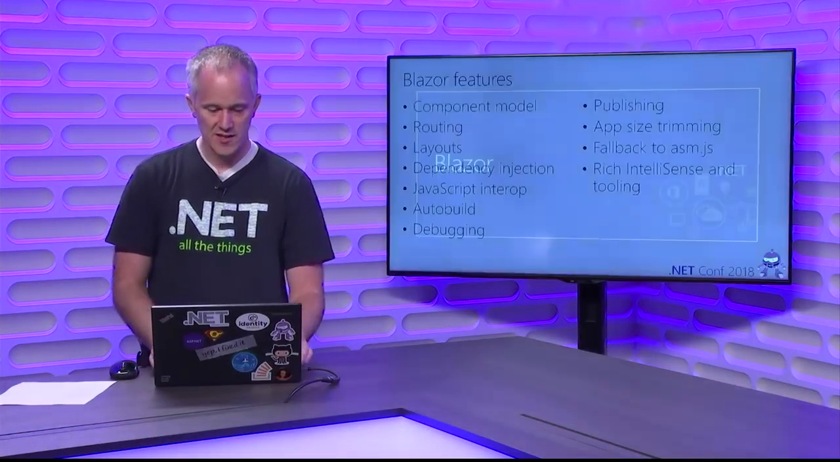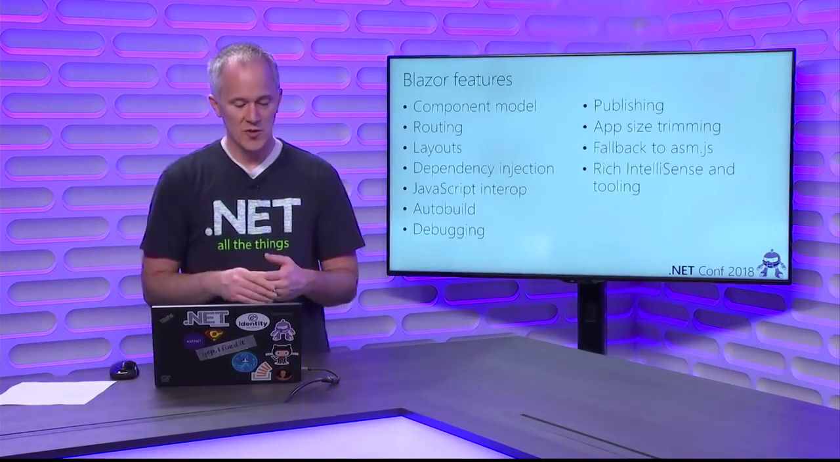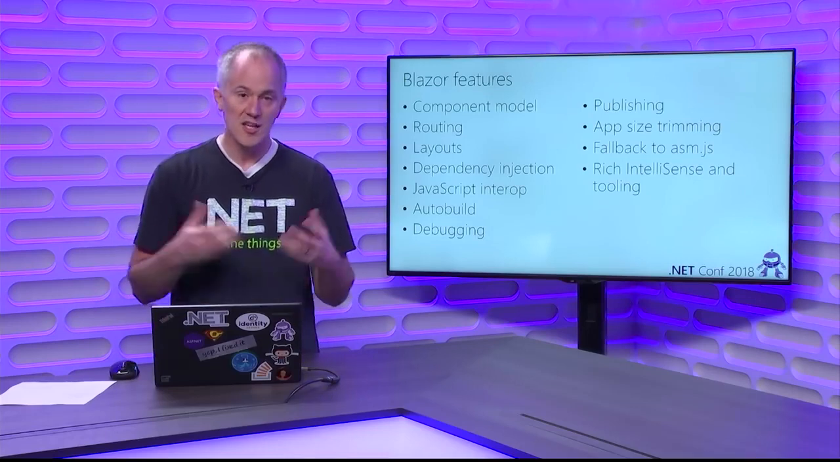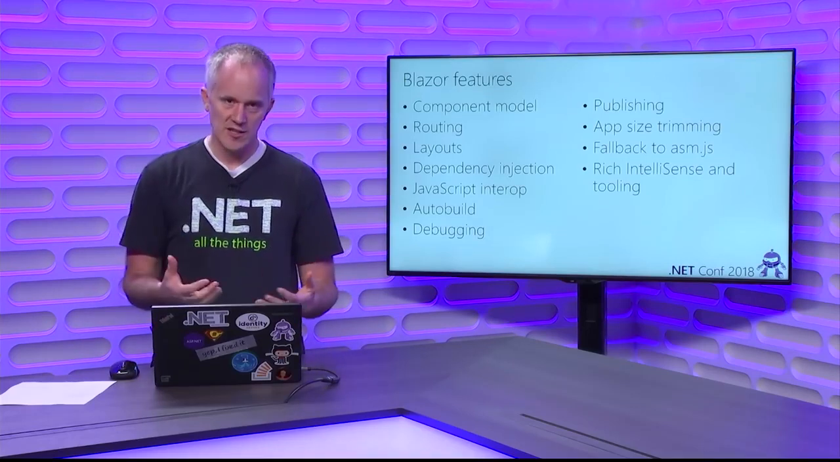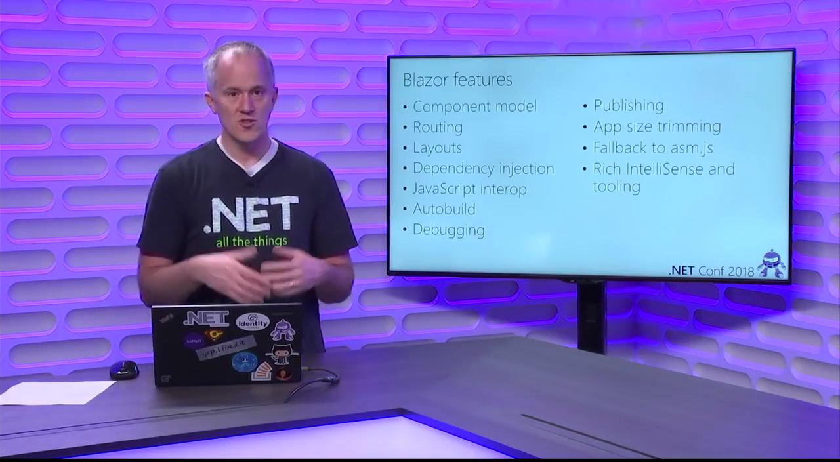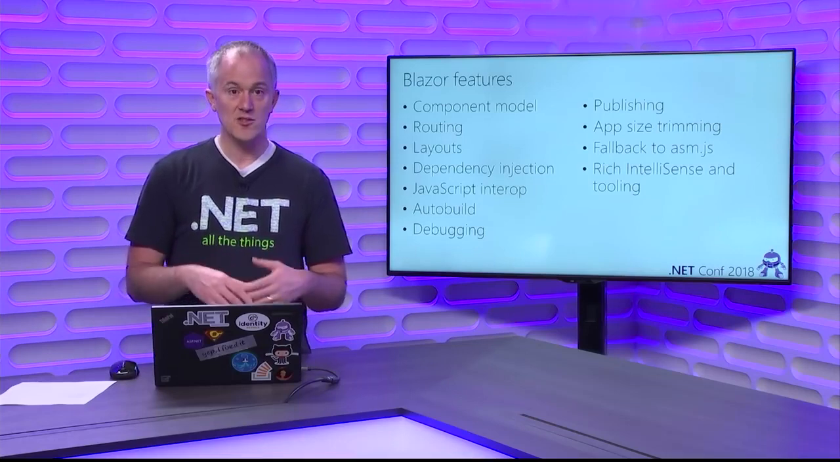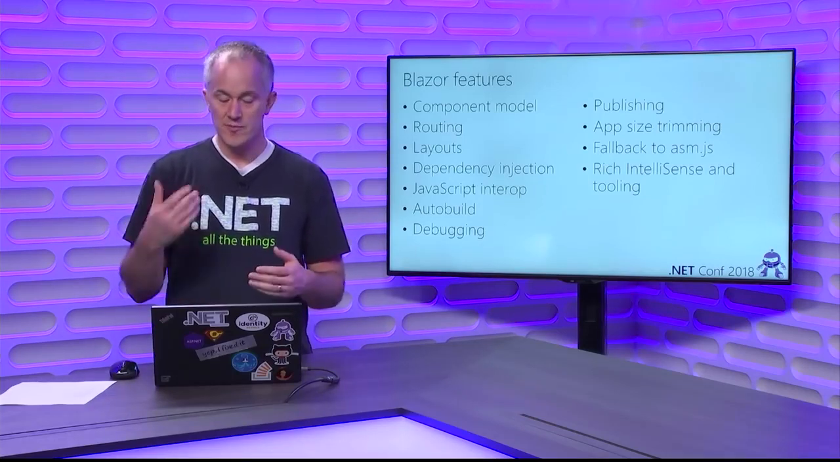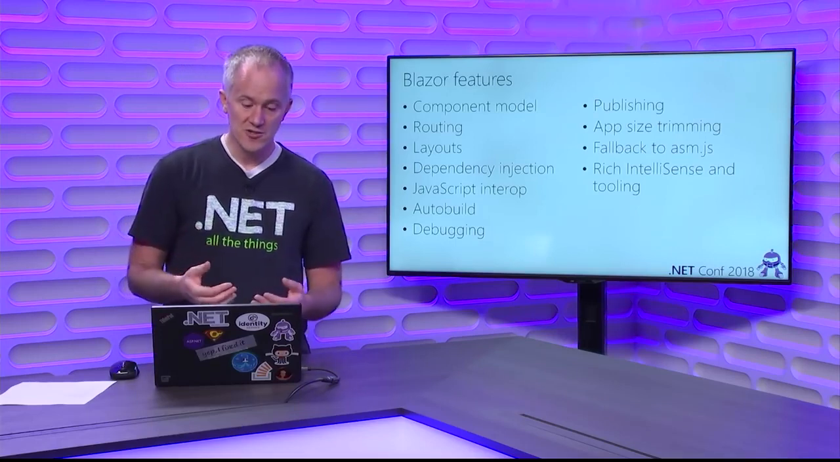So that is a little bit of Blazor. So we've seen a lot of things. Blazor as a UI framework already has quite a few features, even though it is experimental. It has a fairly rich component model. It supports routing, client-side routing. It has a notion of layouts. We didn't really look at that in detail, but it's fairly straightforward. It supports dependency injection, JavaScript Interop.